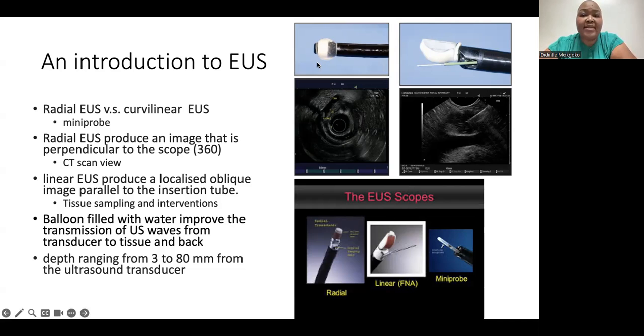As I mentioned, we attach a balloon to the distal end of the transducer to transmit ultrasound waves a bit better and improve the quality of the images that you get. With both the linear and radial EUS, you can have a depth of 3 to 8 millimeters, which means you can see quite far away from the GI tract to evaluate extraluminal structures.